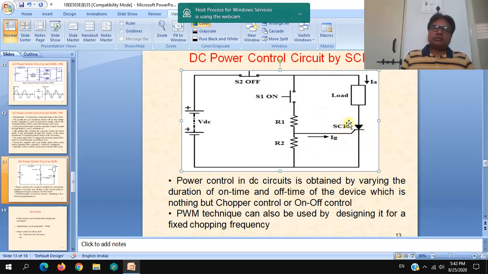By controlling the positions of these switches, you can simply control the turn on of this SCR, and thus you can control the average load voltage and current which may flow through the load. This is nothing but a simple on and off control, or chopper action, which we already know. To do this manually is not always possible. Just by pressing this switch, it will be on, and the load will be continuously on.